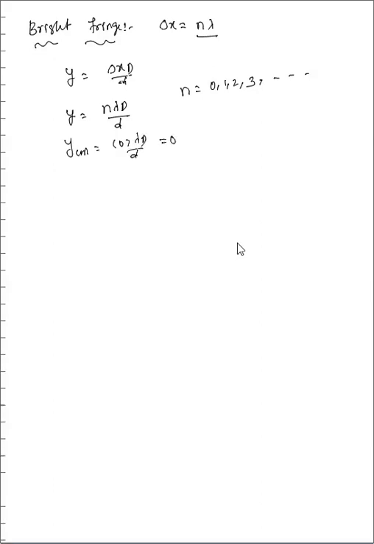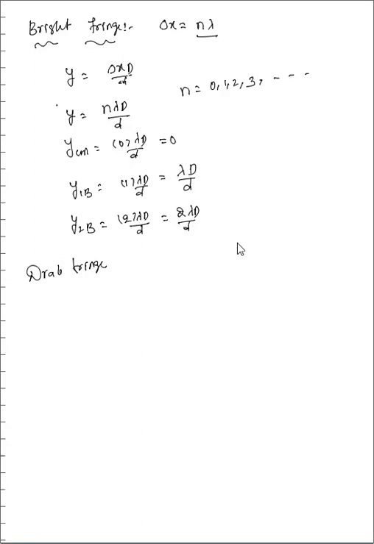For the first bright fringe we substitute 1, so it is lambda D by d. Next, the second bright fringe is 2 lambda D by d. So that's 2 lambda D by d only. For the bright fringe, we mainly need to remember this formula.